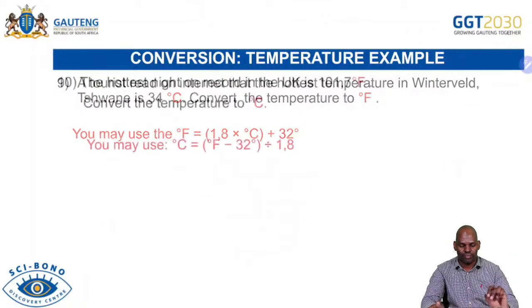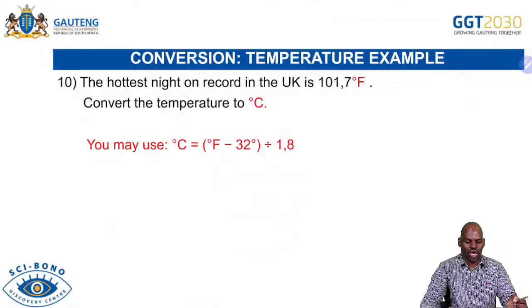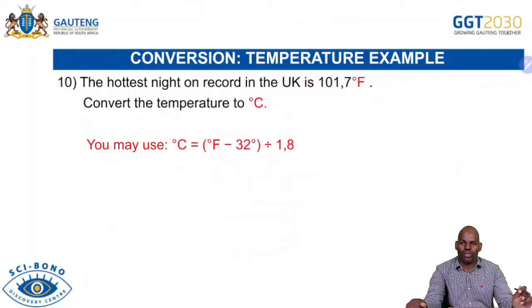Okay, the next question: the hottest night on record in the UK is 101.7 degrees Fahrenheit. Now think about this. We are in South Africa, and they say the hottest is 101.7 degrees Fahrenheit. If it was 101.7 degrees Celsius, we would say that is the boiling point of water. But that is not the case, because this one is in degrees Fahrenheit. So we need to convert it to degrees Celsius.